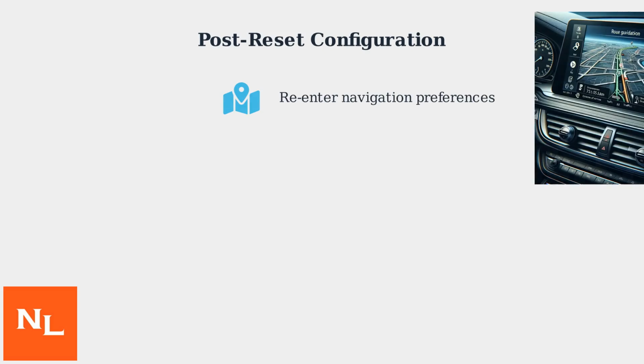Re-enter your navigation preferences, including home address, favorite destinations, and route settings. Use the navigation screen to input these details. Adjust any other settings you had customized, such as display brightness, audio preferences, or driver assistance features. Have any required passwords handy, such as for Wi-Fi connections or system security codes, as you'll need these to complete the reconfiguration.